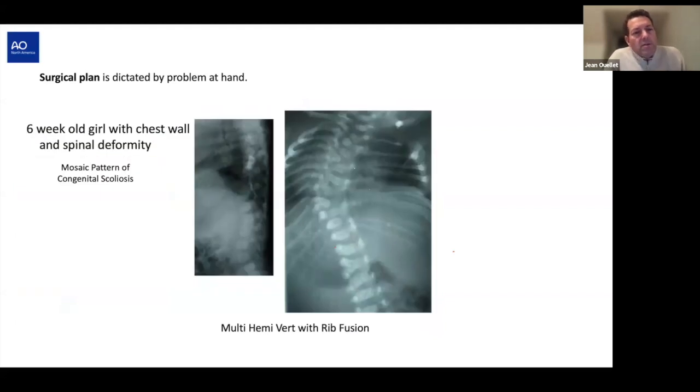There's another child, 6 weeks old, who has chest wall abnormalities. Again, in order to manage this, you really need to define what this deformity is and identify the true problem at hand.